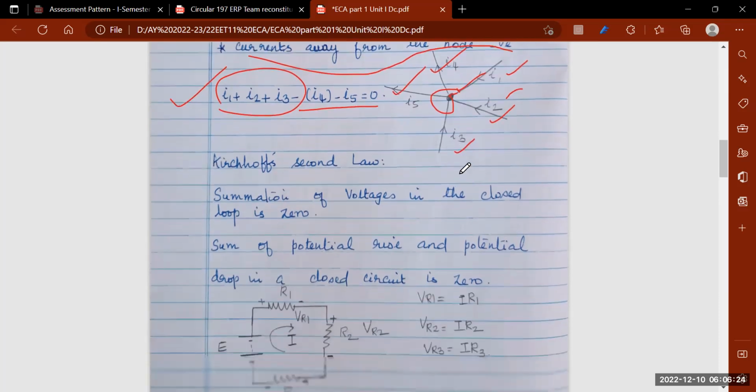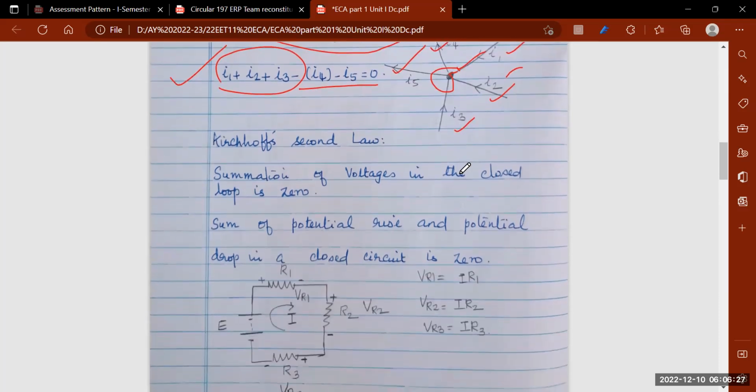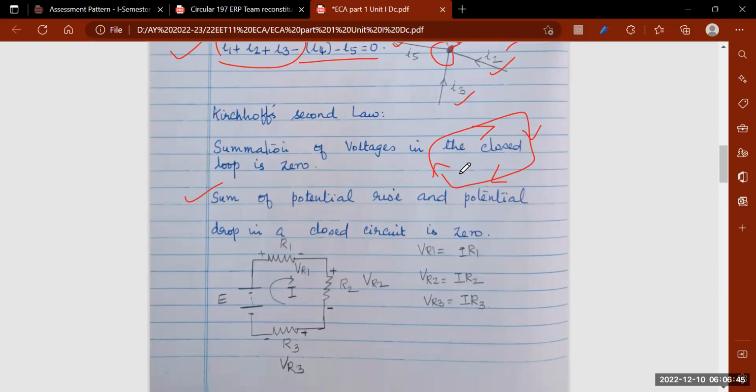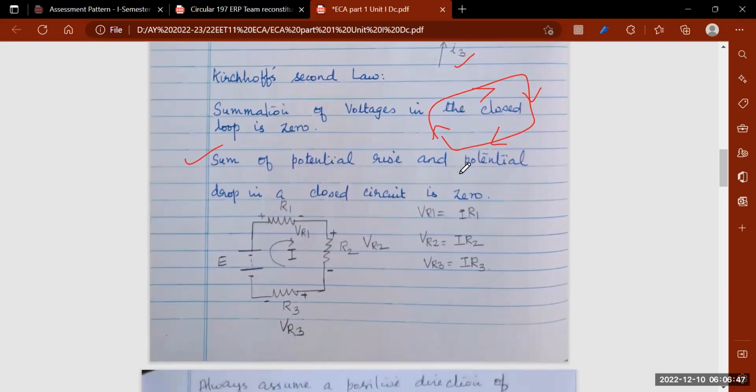Then Kirchhoff's second law: the summation of voltages in a closed loop is 0. So you have to select a closed path, and in the closed path, the algebraic sum of voltages is equal to 0. Another way of representing Kirchhoff's voltage law: the sum of potential rise and potential drop in a closed circuit is 0. Now, how will you determine whether it is a voltage rise or voltage drop, right?